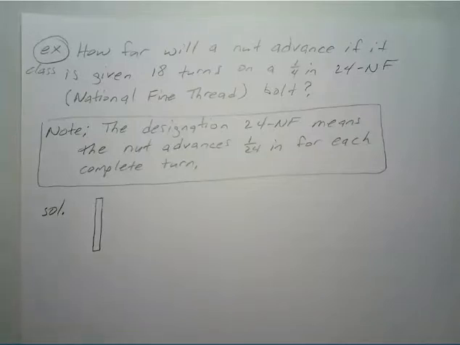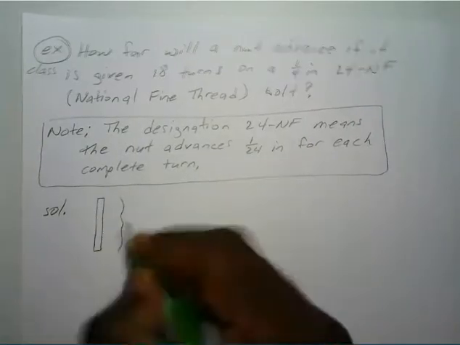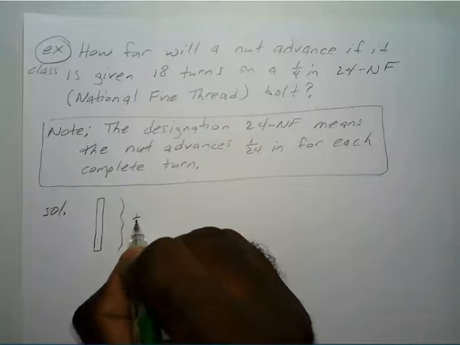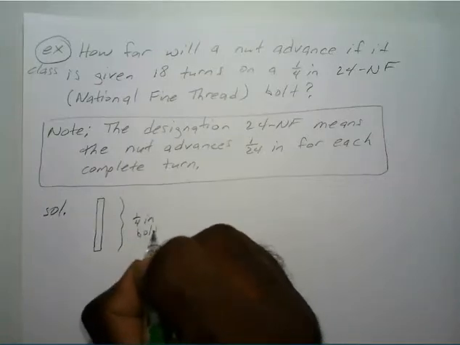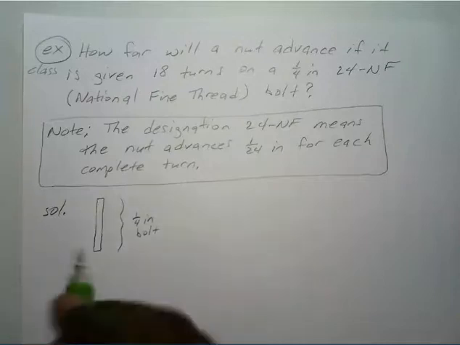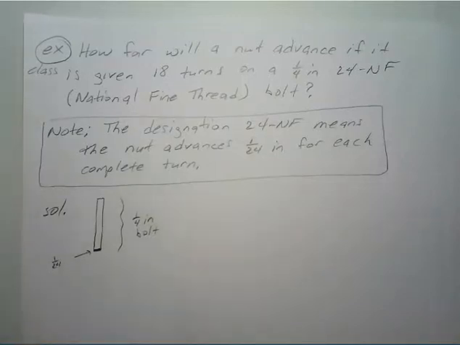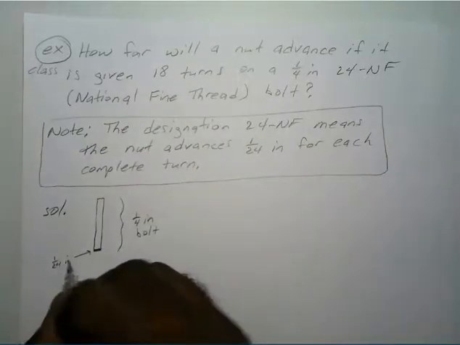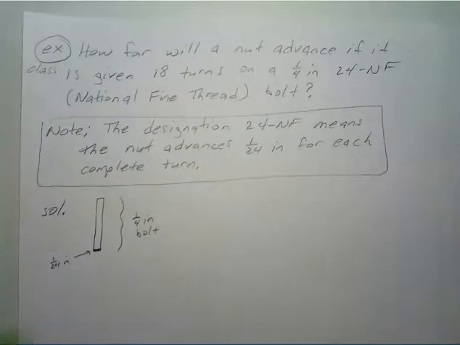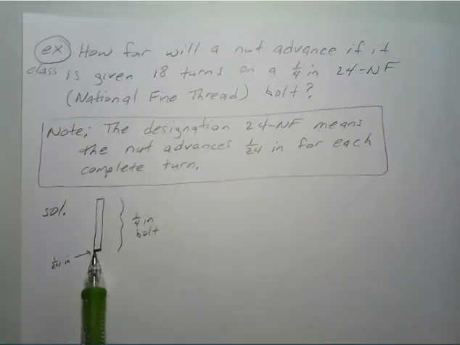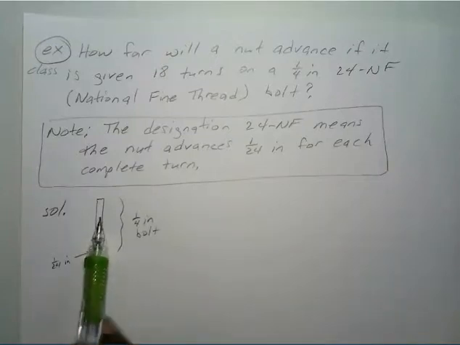Okay, so what if this is our bolt? This whole thing is our 1/4 inch bolt. And this represents 1/24 of an inch. If we know this is 1/24 of an inch, which represents a complete turn, how high up on that bolt will we get if we turn that 18 times?